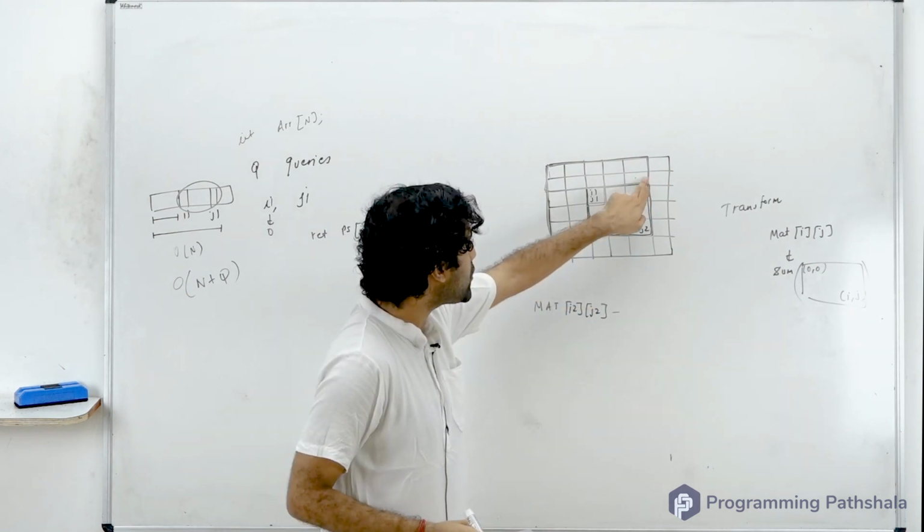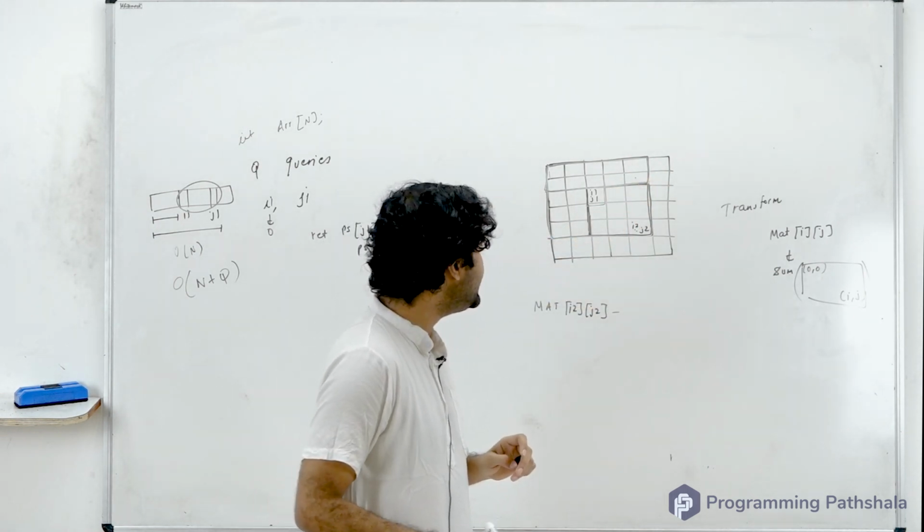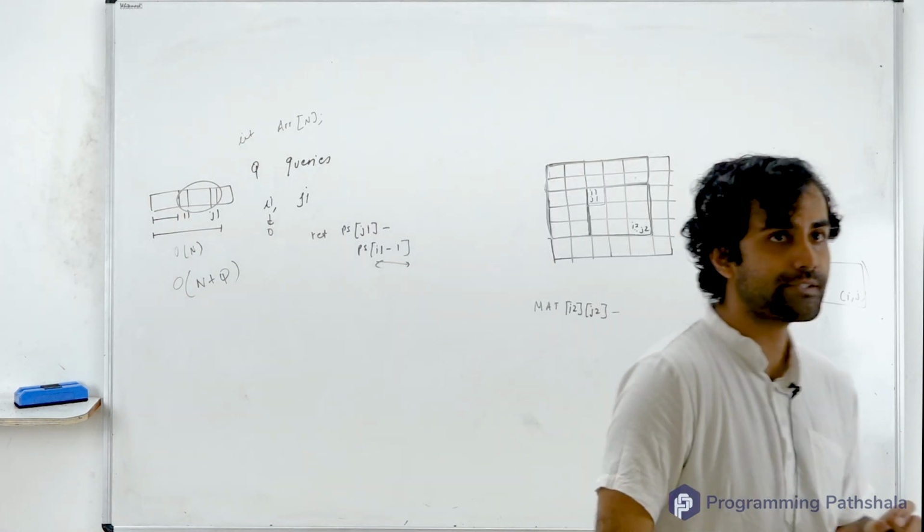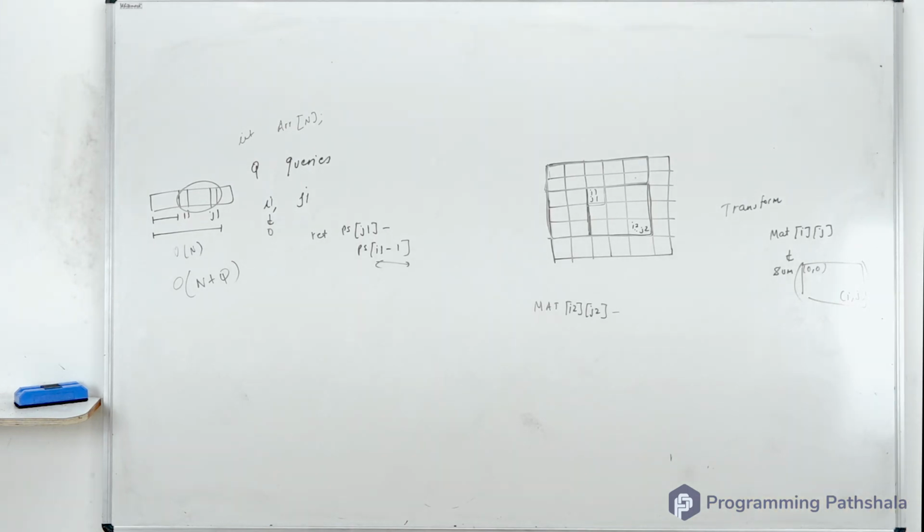Can you tell me the coordinates of this? It is pretty easy to say. You have been given I1, J1, I2, J2. You should be able to tell that. Yes, I1 minus 1, comma J2. Is that visible to all? I1 minus 1, J2? It will be, right?